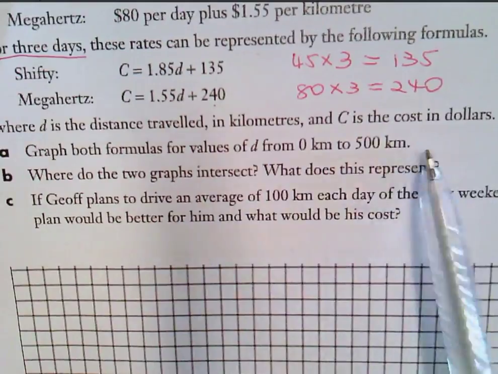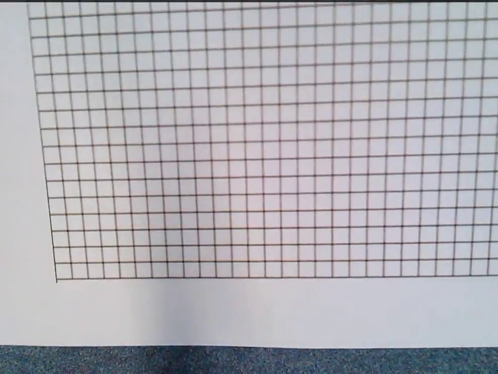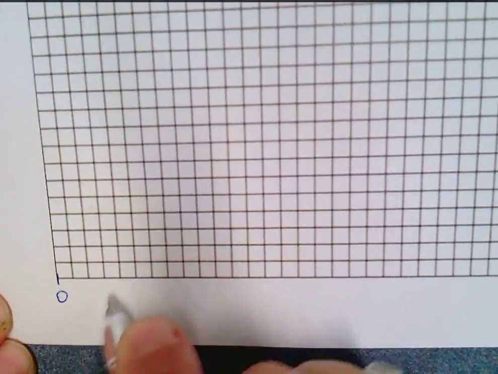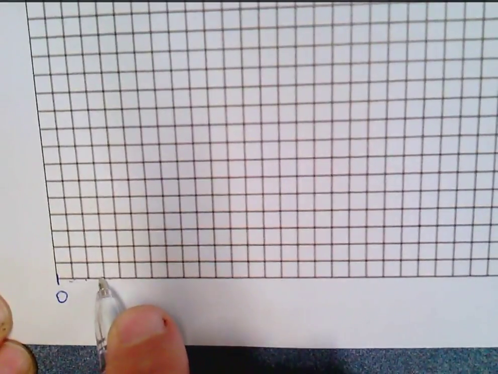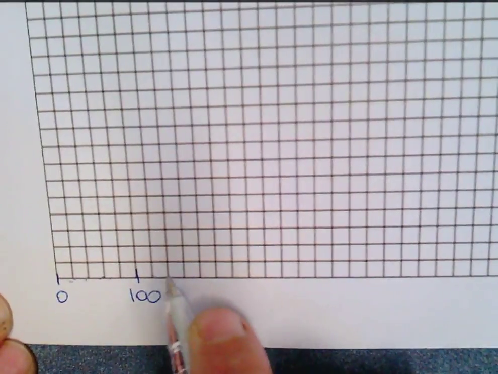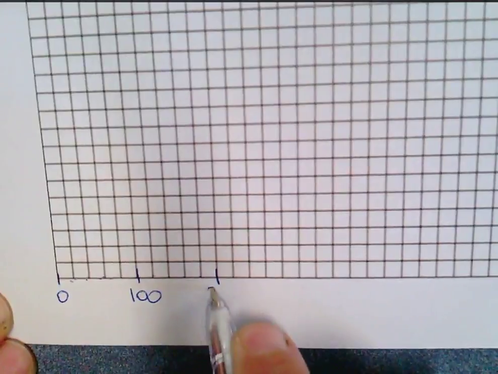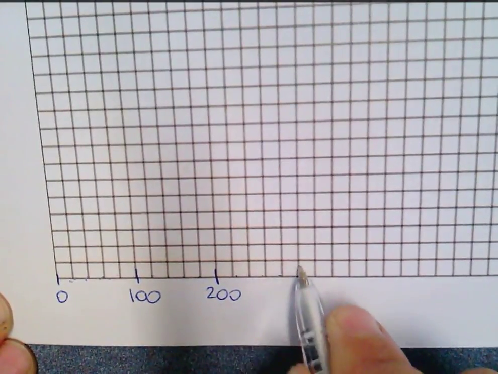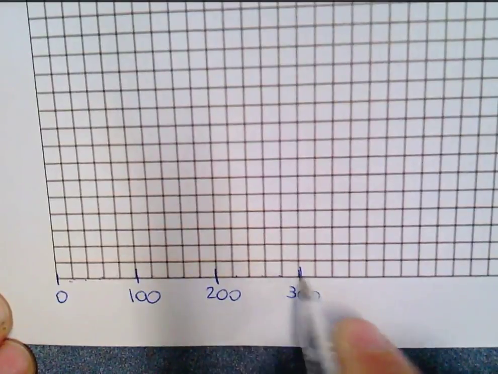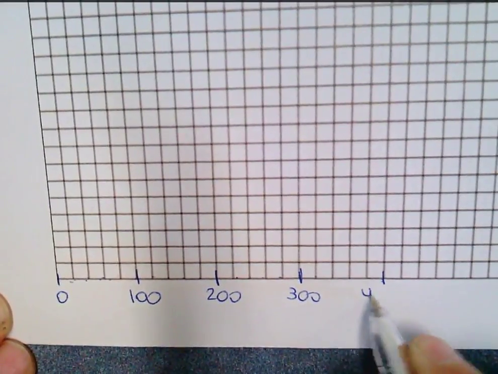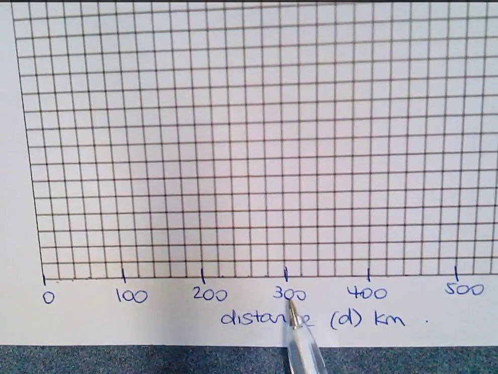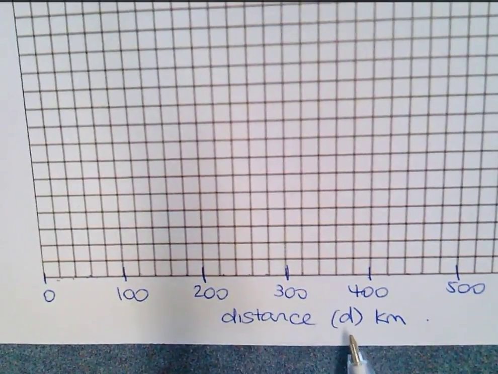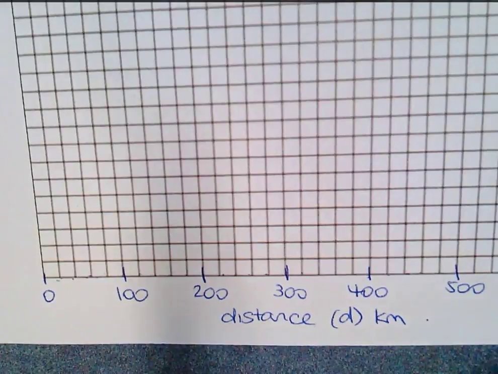And we have to go on the bottom from 0 to 500. So do you want to do 0 to 500 down the bottom? What do you want to go up by? 20. Yeah, 20, 40, 60, 80, 100. And so on: 400, 500. 100, 200, 300, 400, 500. I'm writing distance, small d, because that's what it is, and kilometres.